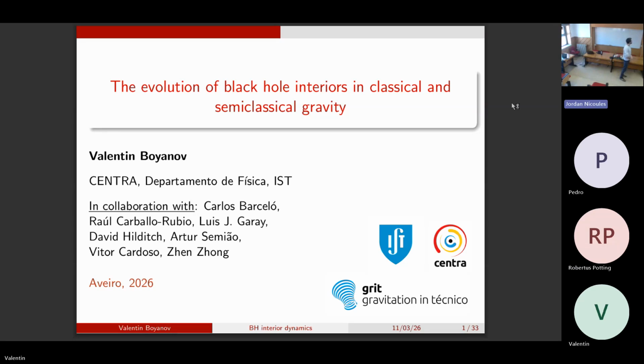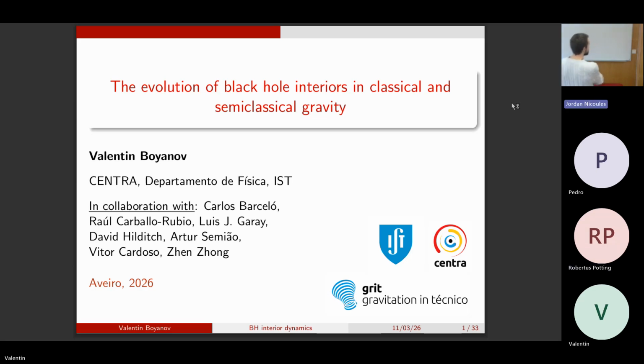So yes, as Jordan said, I'll be telling you about my work on the evolution of the interior of black holes, both in classical and semi-classical gravity. This is a work I began during my PhD under the supervision of Carlos Barceló, Raúl Carballo-Rubio, and Luis Garay, and that I've continued in my postdoc in CENTRA with Dave Hilditch, Artur Sermial, Vitor Cardoso, and Jen Nong.